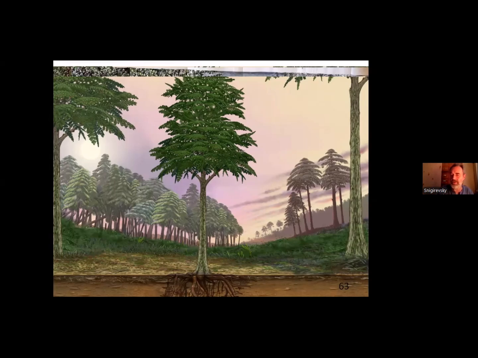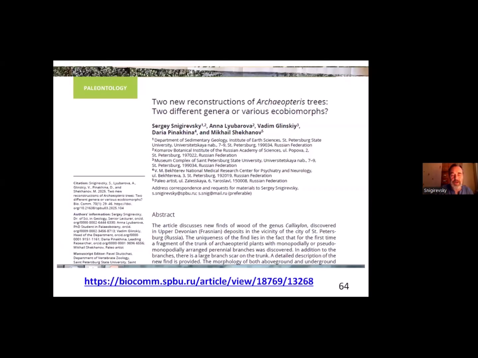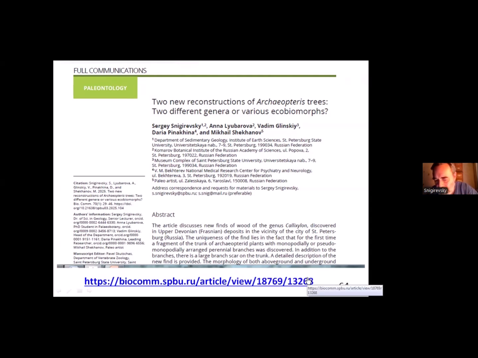So it's the second one, reconstruction of Archaeopteris tree. And these two reconstructions were published in our article, which was published in Biological Communications. Here, at the bottom of this figure, you can find the site where you can find this article.